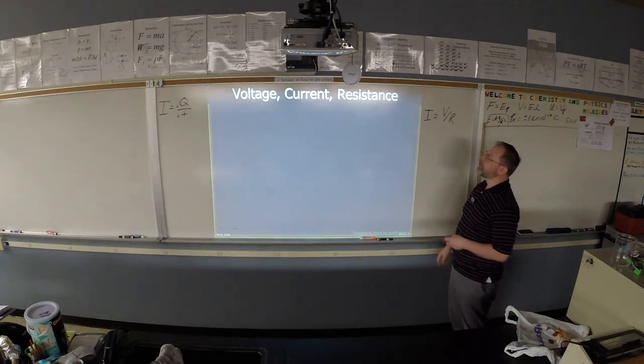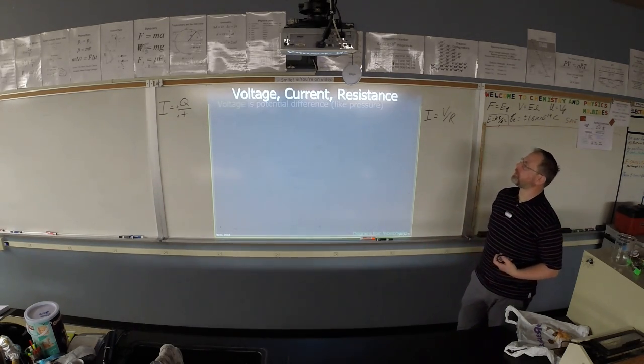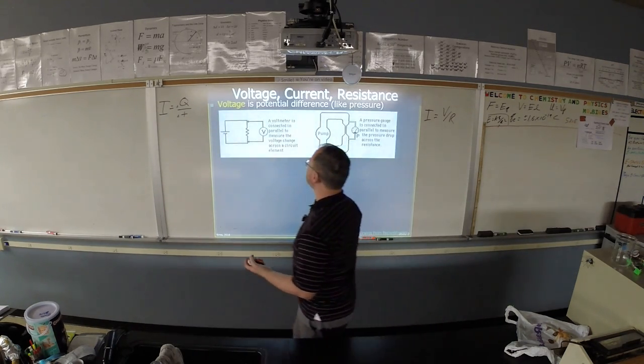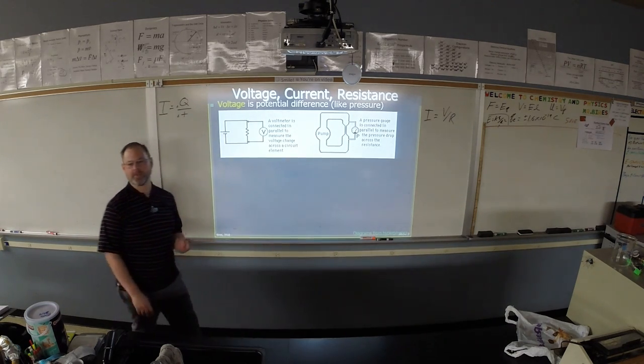Okay, moving on. So voltage, current, resistance. Hey, look, there's V equals IR. So voltage is the potential difference, the thing that creates the difference, the pump.